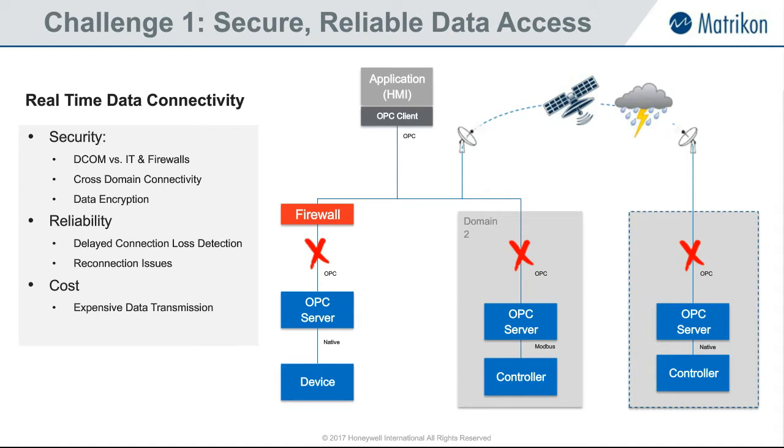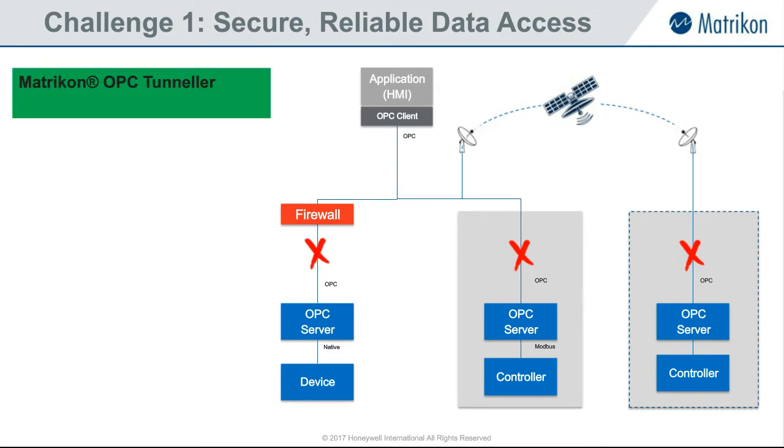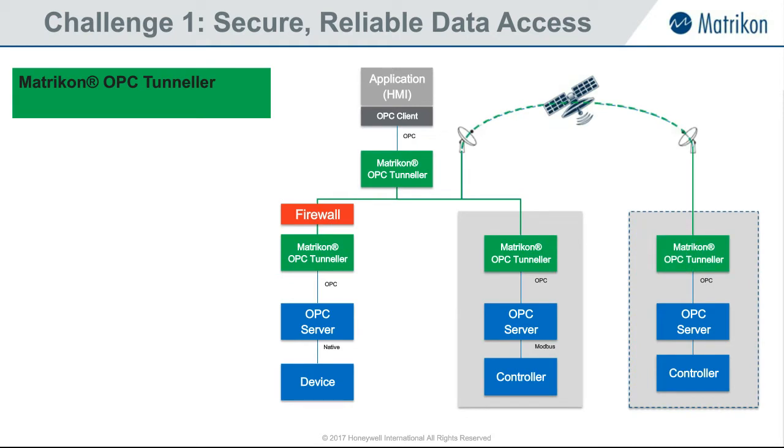But what we can do is affect how the system responds to that physical loss of connection, and at the same time how it recovers afterwards when the system does come back up. So in this case, as I mentioned, we'd be talking about OPC Tunneler. OPC Tunneler is basically software that sits both on the client side and on the server side.